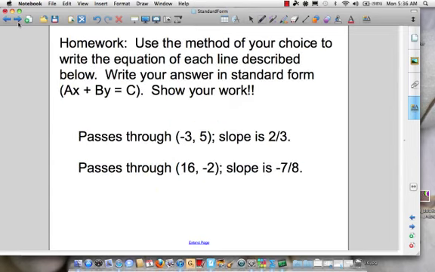For your homework, use whichever method you'd like to find the equation of each line described here. But you do have to answer in standard form, and to receive credit on this homework assignment, you must show your work so I can see what you're doing. Please have that ready for class next time.